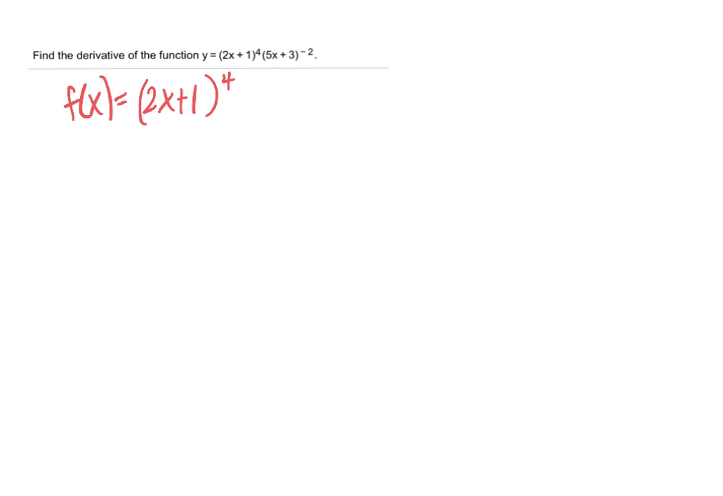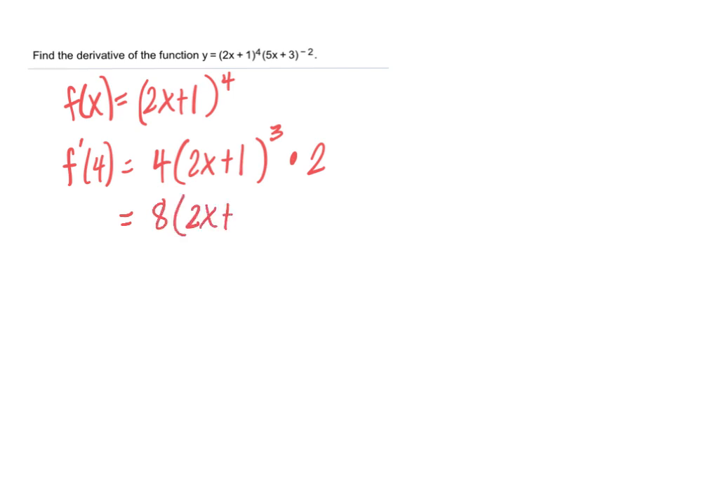Now its derivative, if you take the derivative of the outside, that's 4 times something cubed. You then write down what that something is, that inside, and multiply by the derivative of that inside. So the derivative of 2x plus 1 is 2. For an answer of 8 times 2x plus 1 cubed.